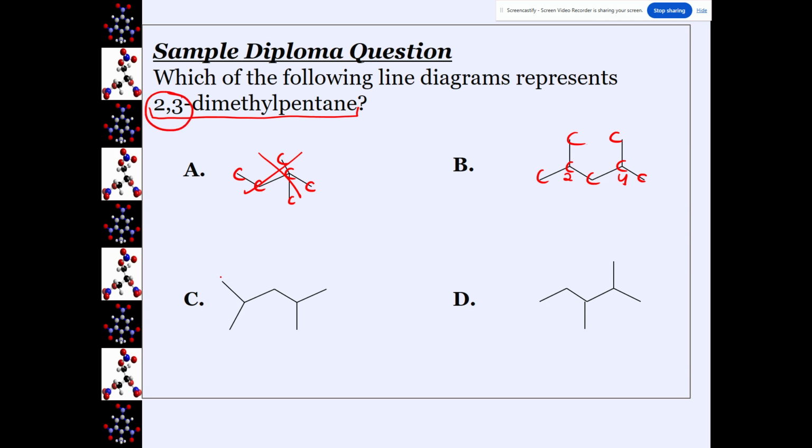Okay? This one here, 1, 2, 3, 4, 5. My methyl branches are on 2 and 4. Hopefully D's right, because the other ones aren't.